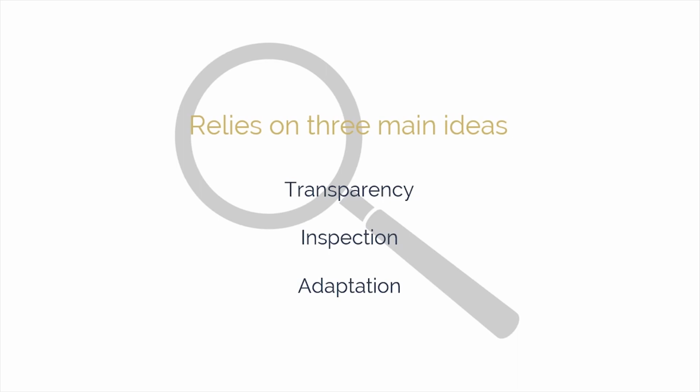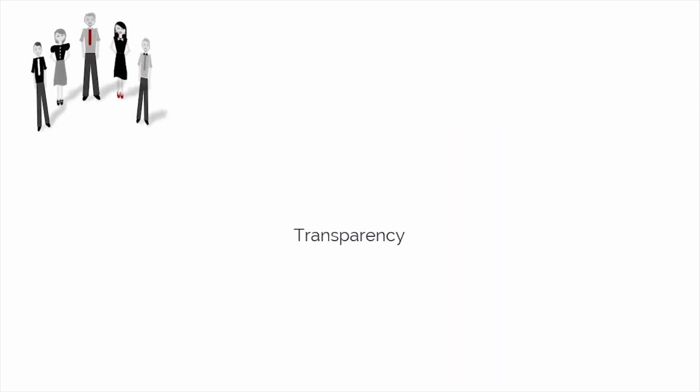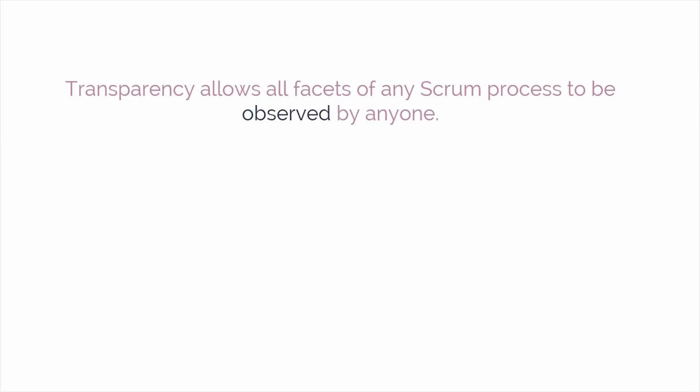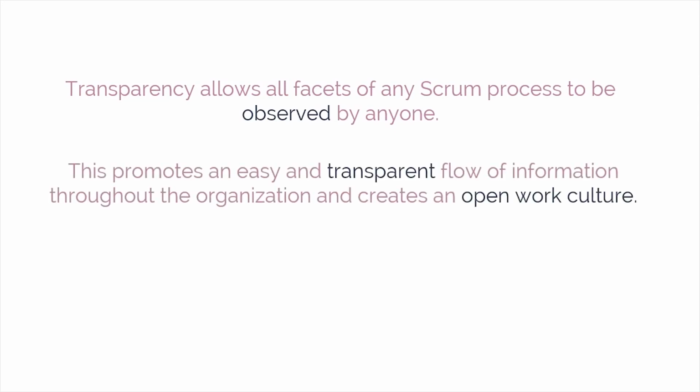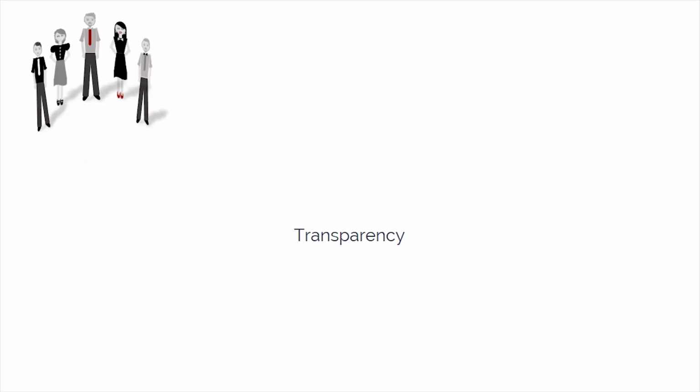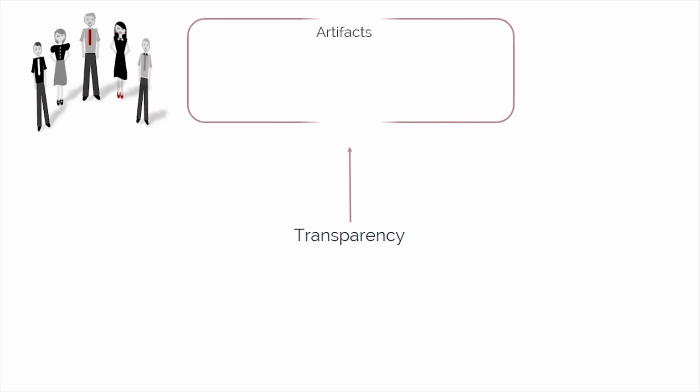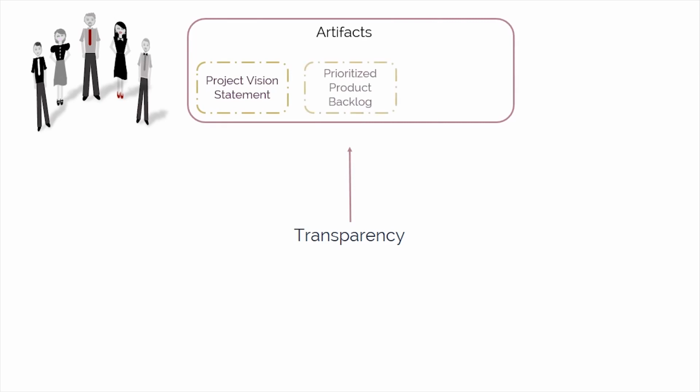Let's start with the first idea, transparency. Transparency allows all facets of any Scrum process to be observed by anyone. This promotes an easy and transparent flow of information throughout the organization and creates an open work culture. In Scrum, transparency is provided by openly sharing the project vision statement, which can be viewed by all stakeholders and the Scrum team. The prioritized product backlog with user stories that can be viewed by everyone, both inside and outside the team.